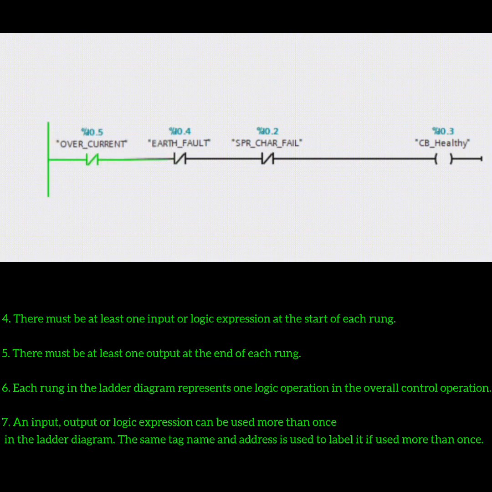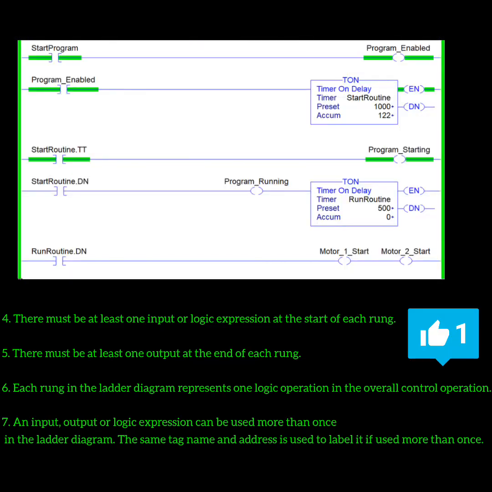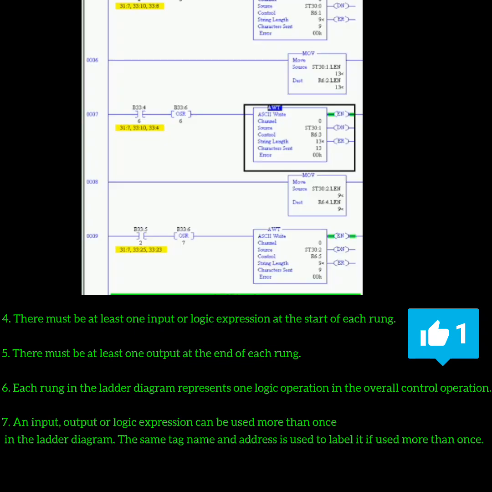6. Each rung in the ladder diagram represents one logic operation in the overall control operation. 7. An input, output, or logic expression can be used more than once in the ladder diagram. The same tag name and address is used to label it if used more than once.